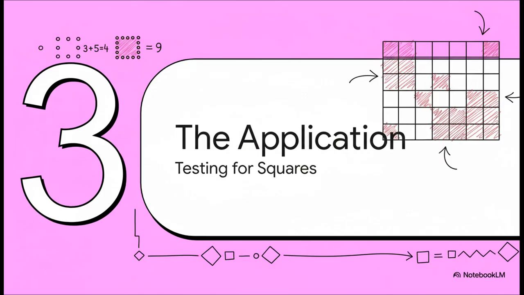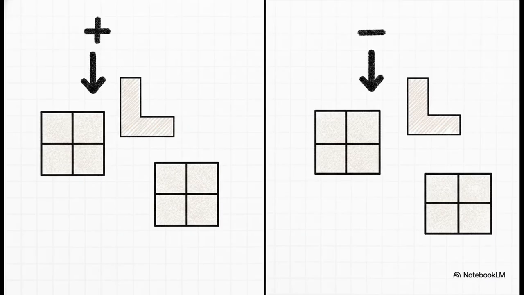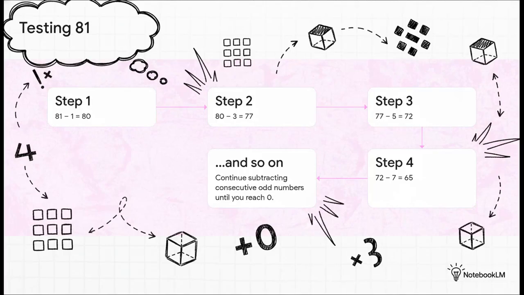Okay, so why is this important? Well, think about it. If we can build a perfect square by adding odd numbers, that means we can also test if a number is a perfect square by doing the exact opposite. And that brings us to this really clever method called successive subtraction. Instead of building up to a square, we're going to break a number down to see if it's got that square DNA. Let's try it out on the number 81.